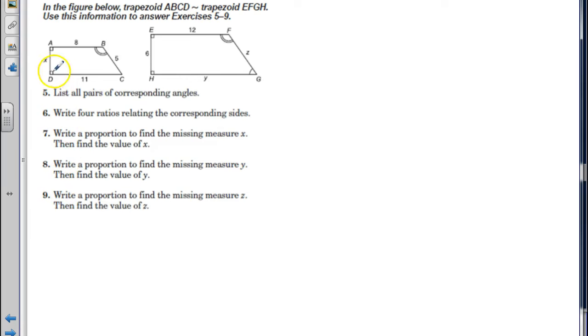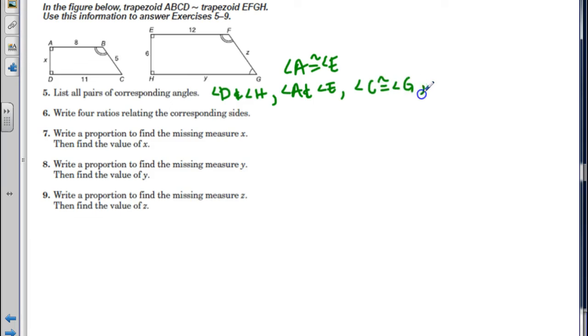All right, so now that you're back, the pairs of corresponding angles, we see that angle D and angle H go together. Angle A and E go together. And you can go ahead and write it like this if you want. Since they told us they were similar, we know that those are congruent. Or you could just make a list, since they said just list the corresponding angles. Let's see, what else do we have? How about C and G? And then how about B and F?